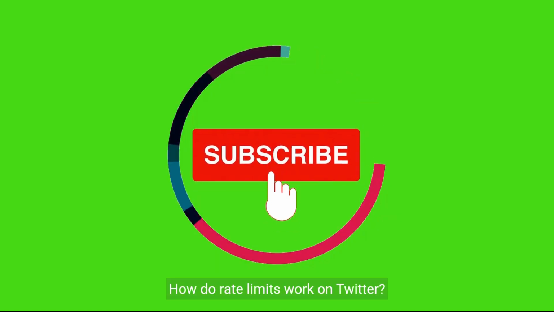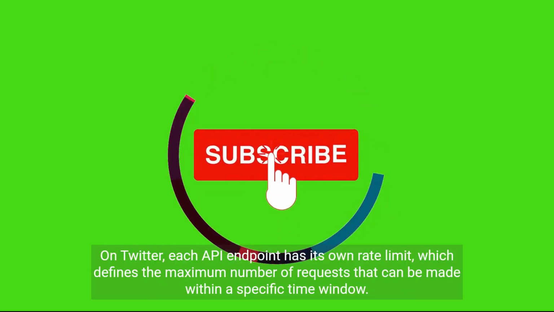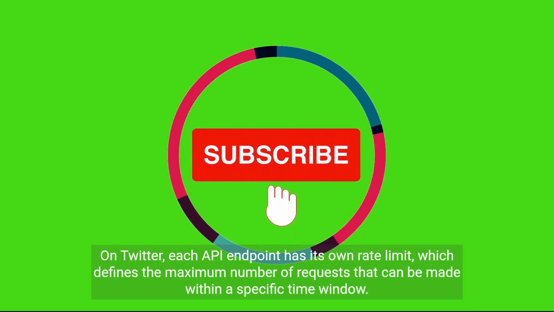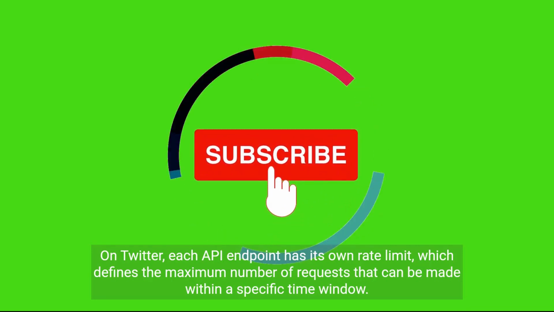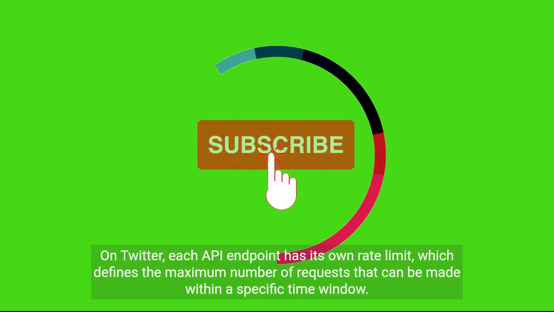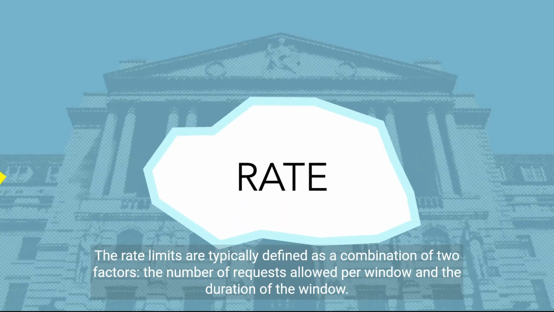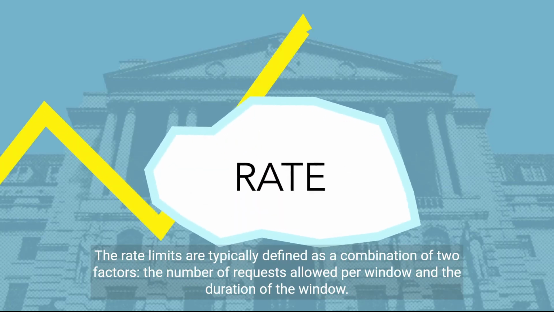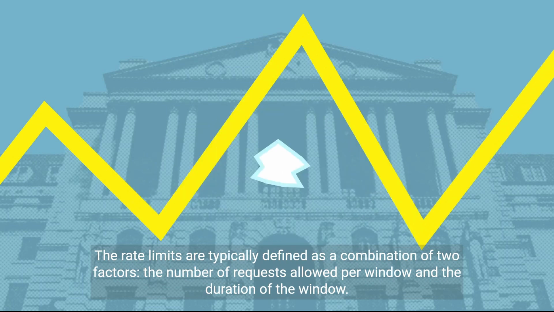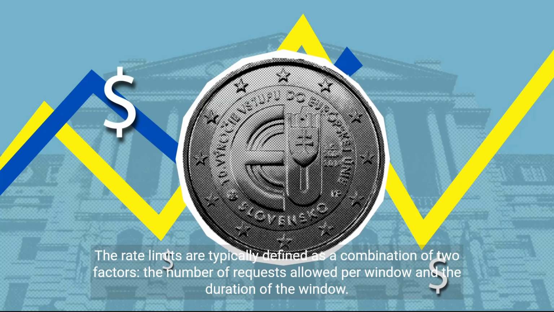How do rate limits work on Twitter? On Twitter, each API endpoint has its own rate limit, which defines the maximum number of requests that can be made within a specific time window. The rate limits are typically defined as a combination of two factors: the number of requests allowed per window and the duration of the window.